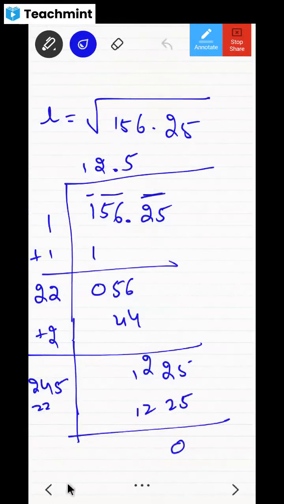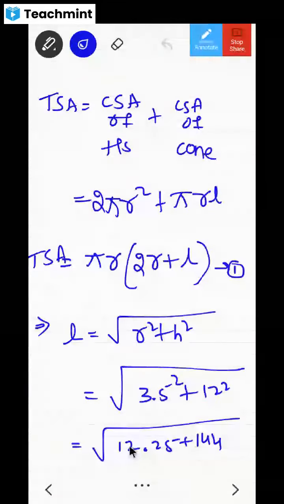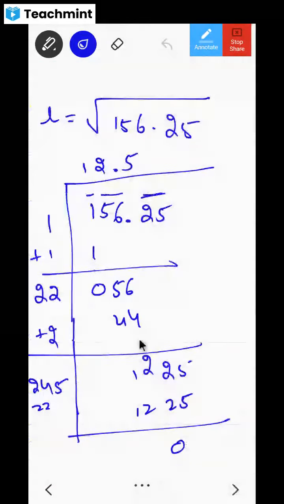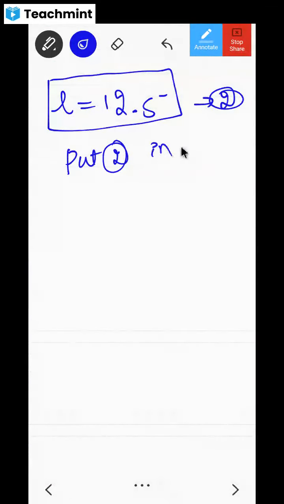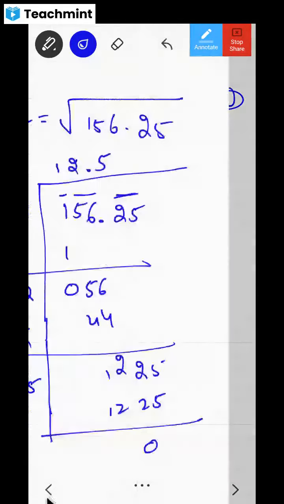Okay, 12.5. So the value of L is whatever I got, no? So this is 12.5. I will keep it as 2, then put 2 in 1. So what is the first equation? Total surface area is equal to, what was the formula there?